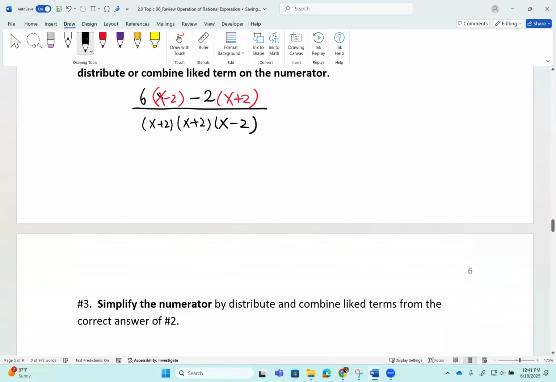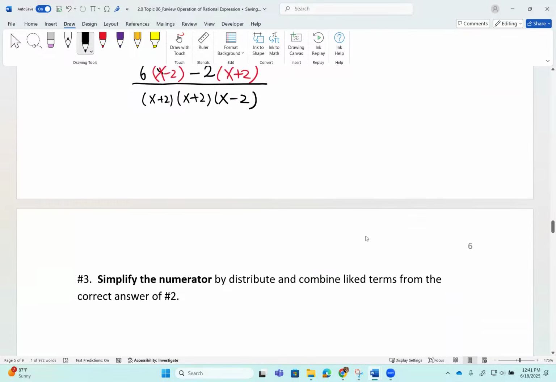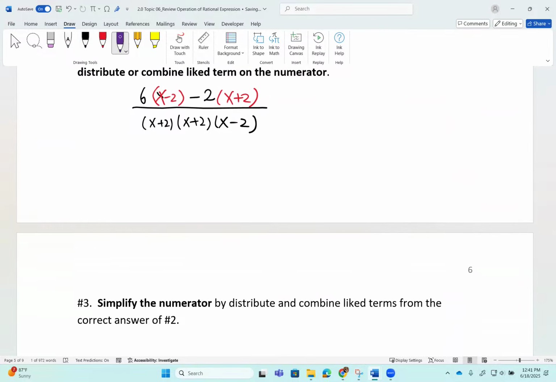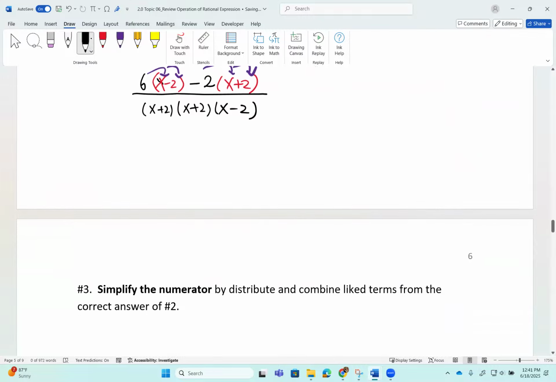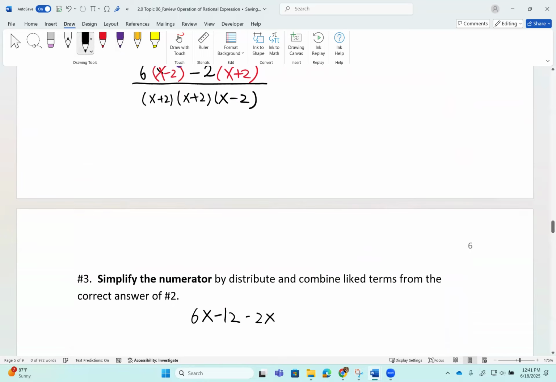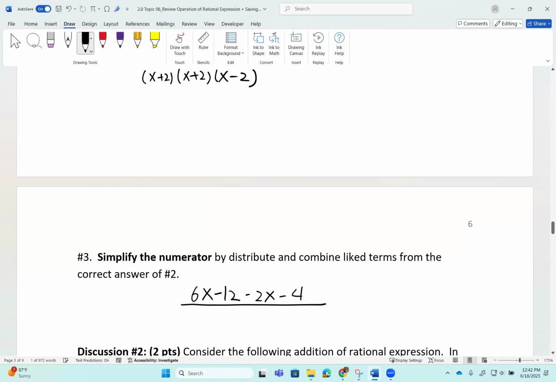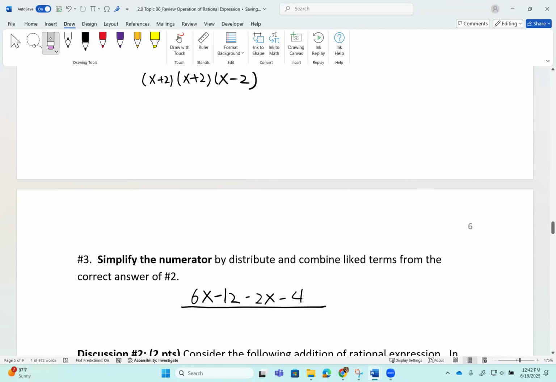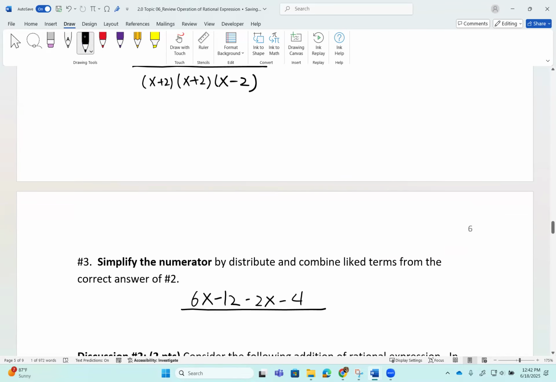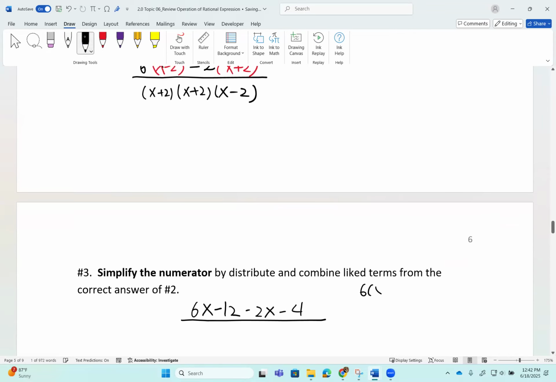Okay, now I'm going to simplify this numerator. Distribute the 6 and the negative 2. I should have 6 times x is 6x. 6 times negative 2 is negative 12. Negative 2 times x is negative 2x. Negative 2 times positive 2 is negative 4. You know what? Let me do this on the side here. Let me write it down here, okay? 6 times x minus 2 times x plus 2.